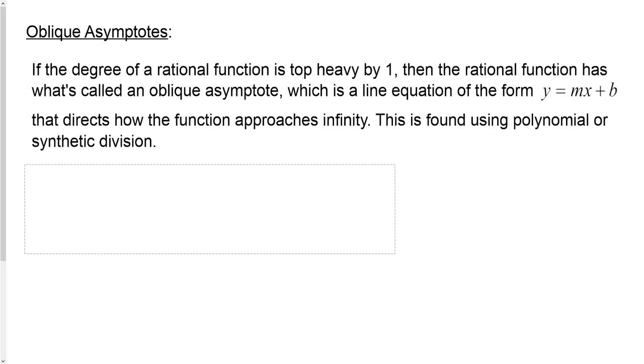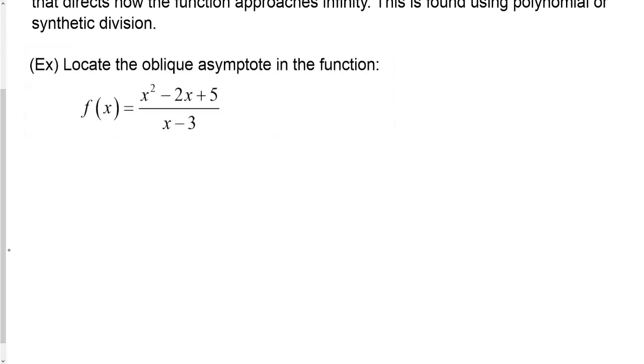All right, so oblique asymptotes. If the degree of a rational function is top-heavy by 1, then the rational function has what's called an oblique asymptote, which is a line equation of the form y equals mx plus b that directs how the function approaches infinity. This is found using polynomial or synthetic division, but as I just mentioned, in this class your examples will all be ones you can do synthetic division on because that's a little bit easier. Or maybe I should say a little bit faster because these take enough time already. So let's locate the oblique asymptote in this function.